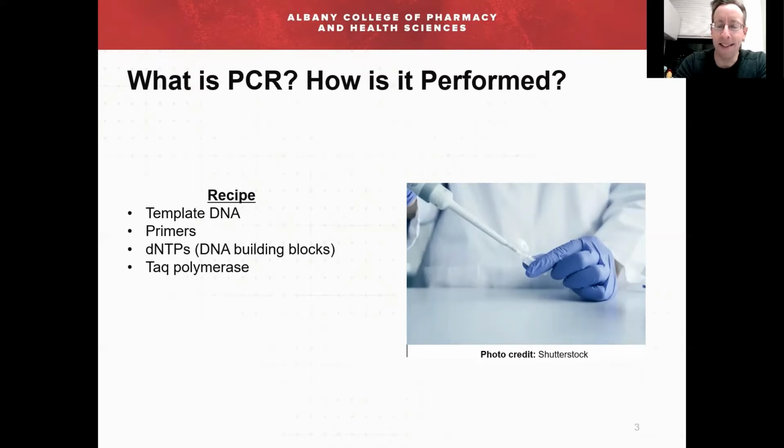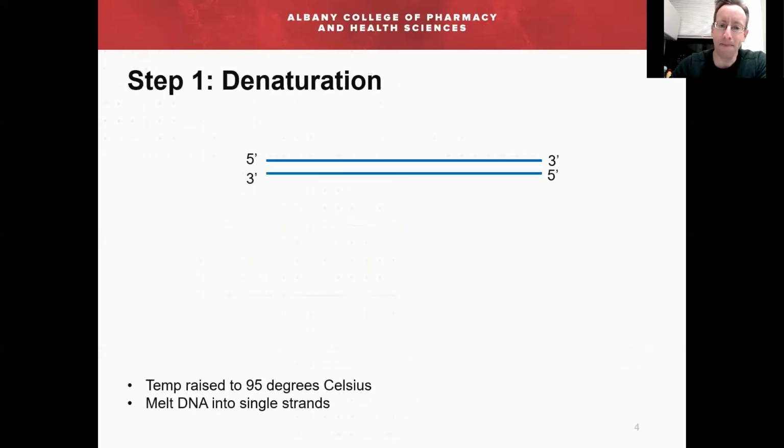Taq polymerase is a specialized enzyme that is able to copy DNA. And it's very similar to the enzymes found in our own cells. As our cells copy DNA to make more copies of the cells, they use a similar enzyme. This enzyme is called Taq polymerase.